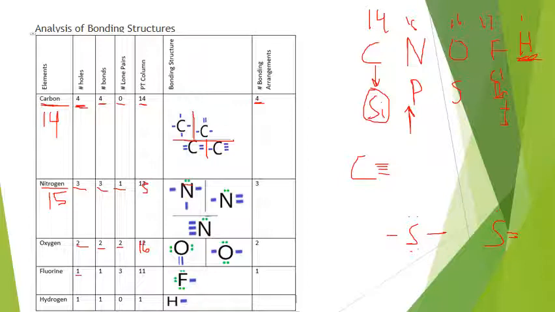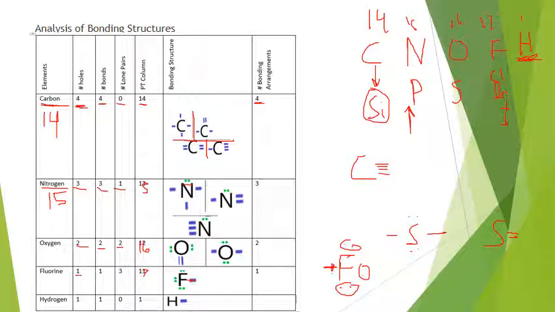And then fluorine has 1 hole. The Lewis dot structure for fluorine was this, so it has 1 unpaired electron, and there's a hole there. So it has 1 hole, so it can have 1 bond. It has 3 lone pairs. It's in the 17th column, so it'll only form 1 bond. Everything underneath it, chlorine, bromine, and iodine, will have the same behavior: 3 lone pairs and 1 bonding arrangement.